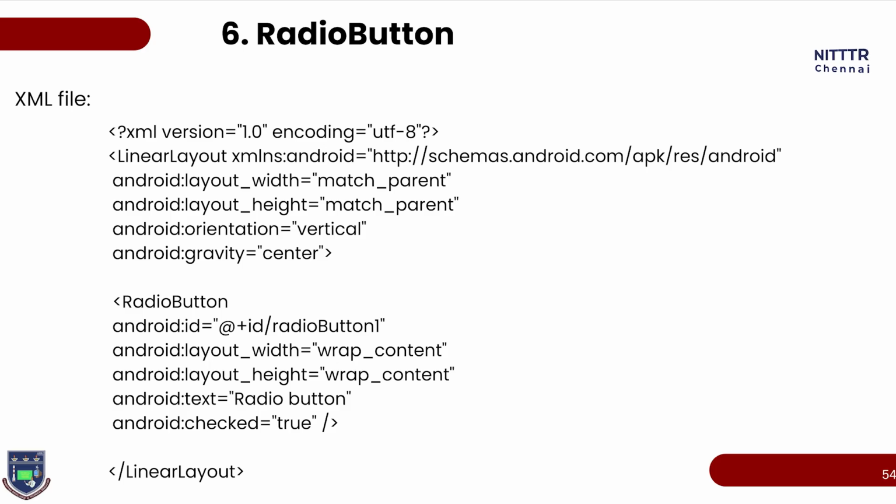The first line is android:text. Here the label displayed next to the radio button will be written. The next line is android:checked equal to true. This line makes the button selected by default. Then next one, android:id. This line gives a unique identifier to access it from the activity code.